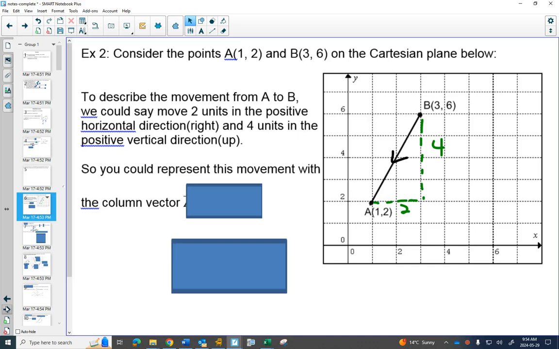So consider 2 points, A and B. A is at 1, 2, and B is at 3, 6, and it's shown in the diagram there. If you wanted to go from A to B, the arrow would be that way: 2 in the positive direction and 4 units up. So you could represent this, A to B, as the column vector 2, 4.